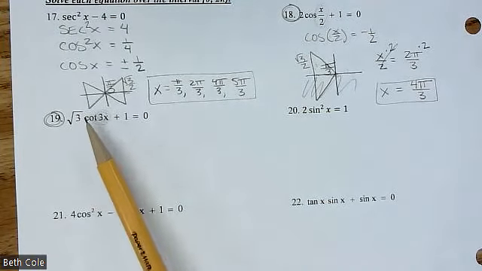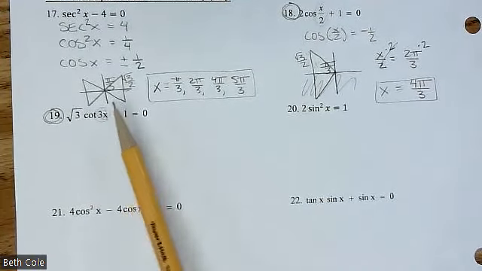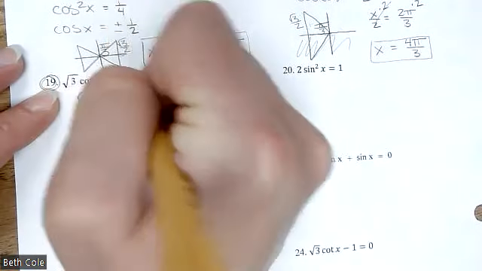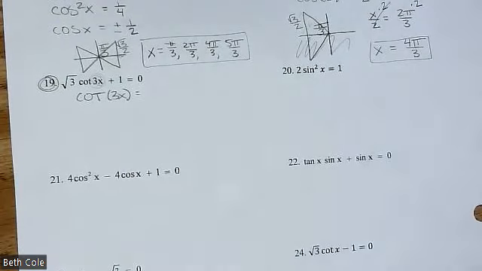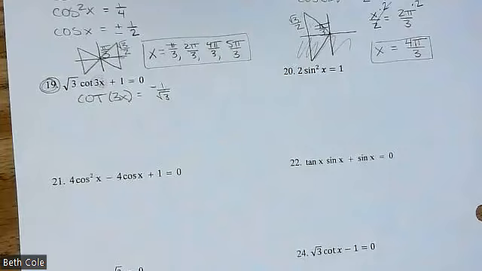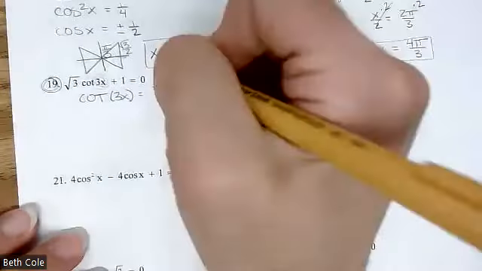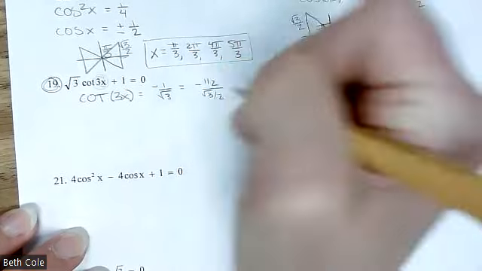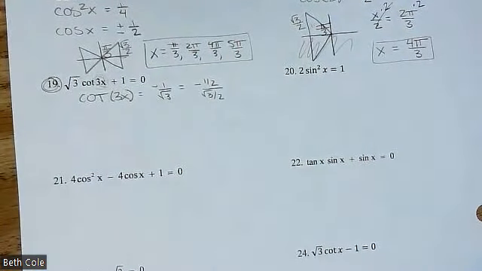Now, this one can potentially have a lot of answers because we're going to go 3 times around the circle. What would you do to get the cotangent by itself? Yeah, -1 divided by √3. Now, I'm going to need to back up one more step. It would be -1/2 over √3/2. Again, I've said this a billion times.